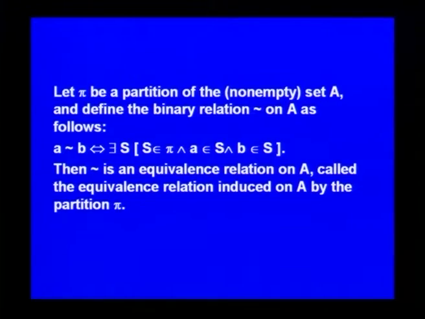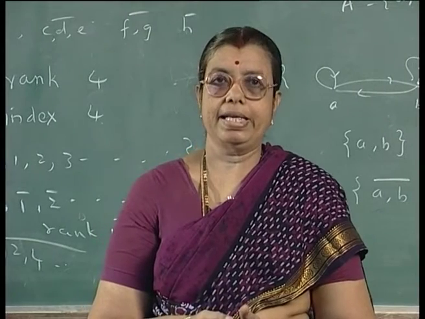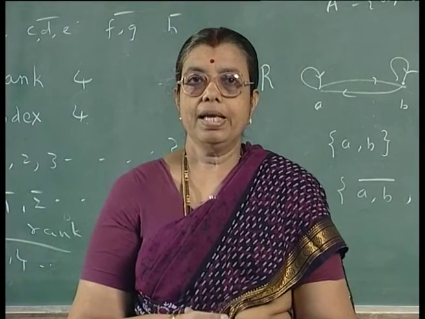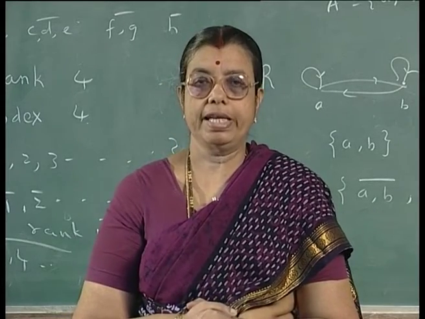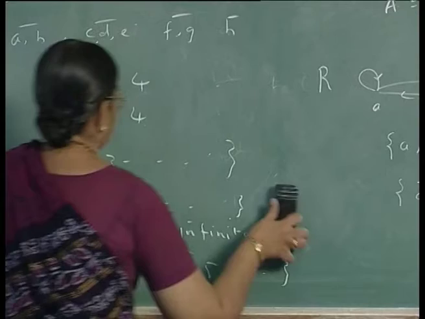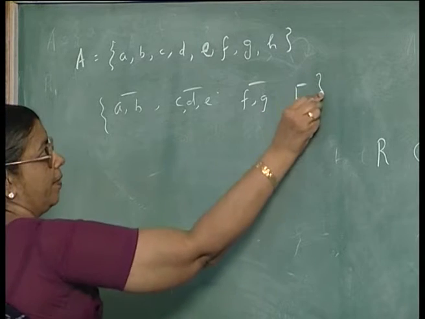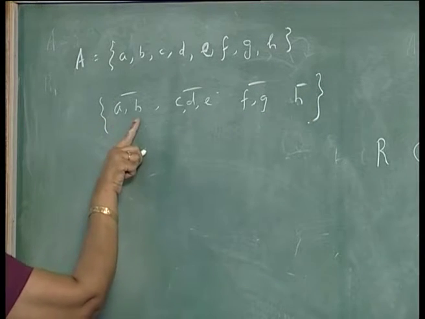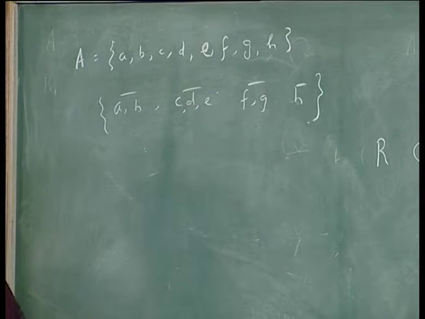So, we have seen that an equivalence relation induces a partition on the underlying set. Conversely, you can have a partition and the partition can induce an equivalence relation on a set A. The idea is very similar. So, look at this set. You are having a set A having 8 elements and there is a partition of that. There are 4 blocks, A, B belong to one block, C, D, E belong to one block, F, G belongs to one block and H alone belongs to one block.